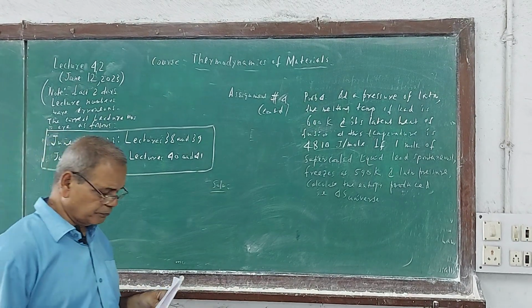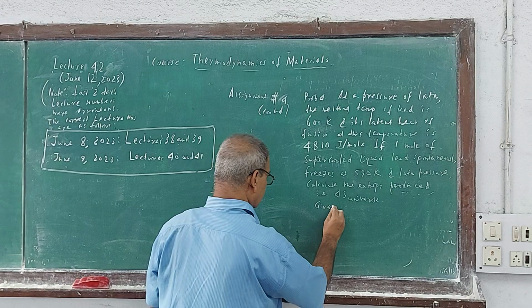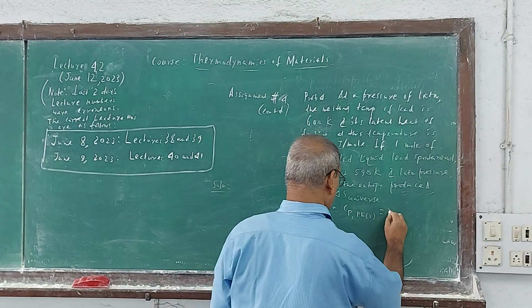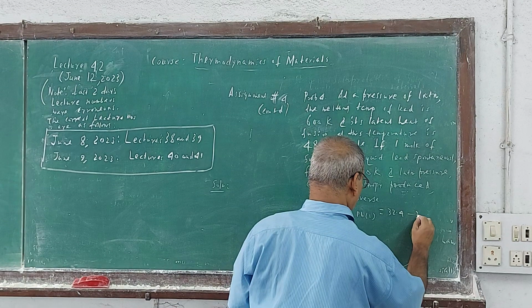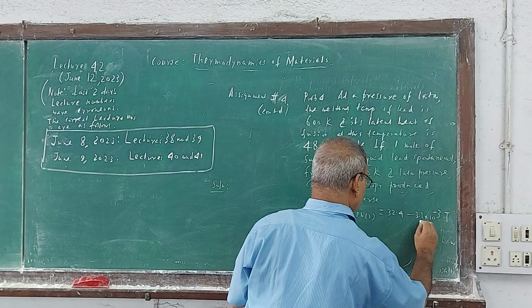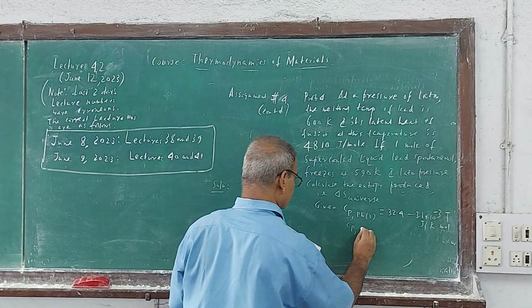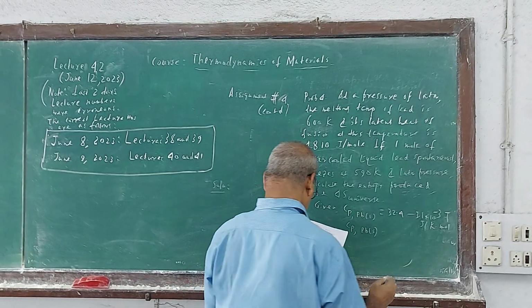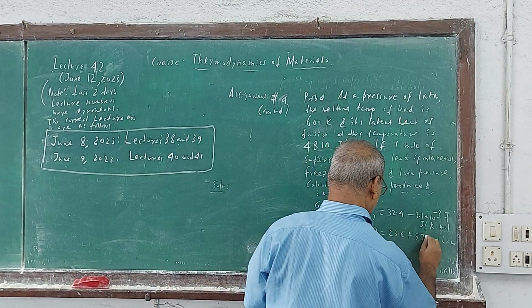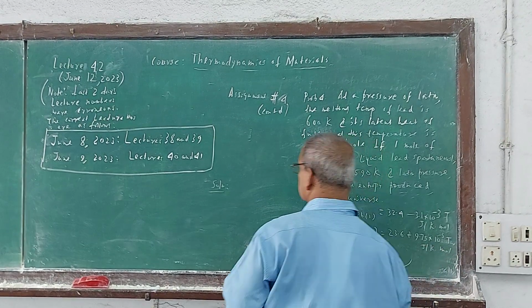First of all, try to understand the given data. Cp of liquid lead is 32.4 minus 3.1 times 10 to the power minus 3 T joule per Kelvin mole, and Cp of solid lead is 23.6 plus 9.75 times 10 to the power minus 3 T joule per Kelvin mole. This is the data.